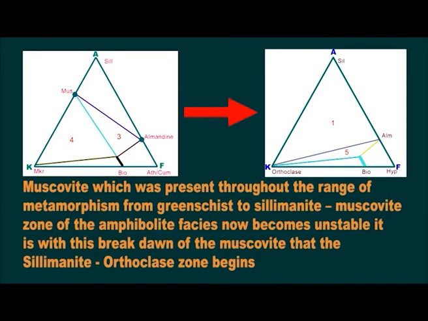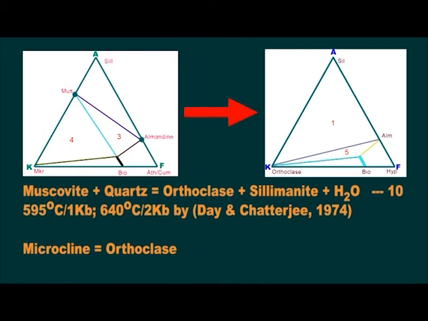Muscovite, which was present throughout the range of metamorphism from greenschist to the sillimanite-muscovite zone of the amphibolite facies, now becomes unstable. It is with this breakdown of muscovite that the sillimanite-orthoclase zone begins. The following reaction takes place. Muscovite plus quartz gives rise to orthoclase plus sillimanite plus water. Reaction number 10, 595 degrees centigrade at 1 kilobar, 640 degrees centigrade at 2 kilobar, by Day and Chatterjee 1974.